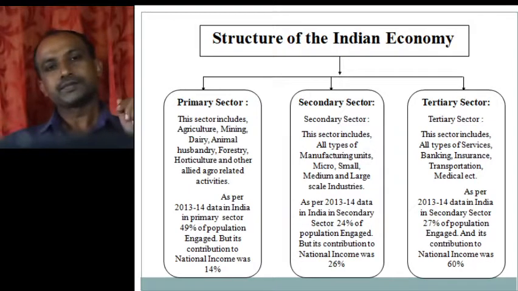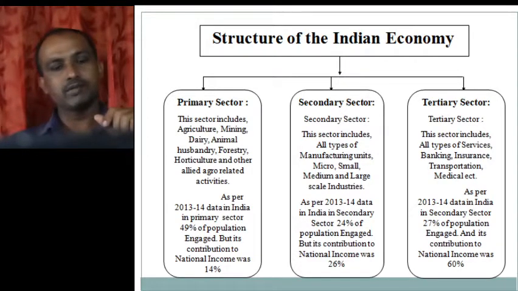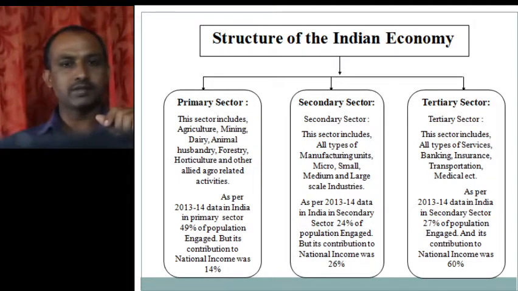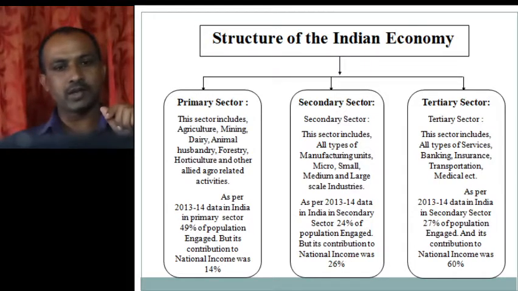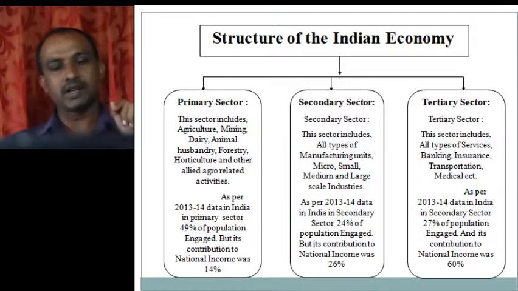And then the secondary sector includes all types of manufacturing units, micro, small, medium and large scale industries. As per 2013-14 data in India, in the secondary sector 24% of the population was engaged, but its contribution to national income was only 26%. So keep this data in mind.